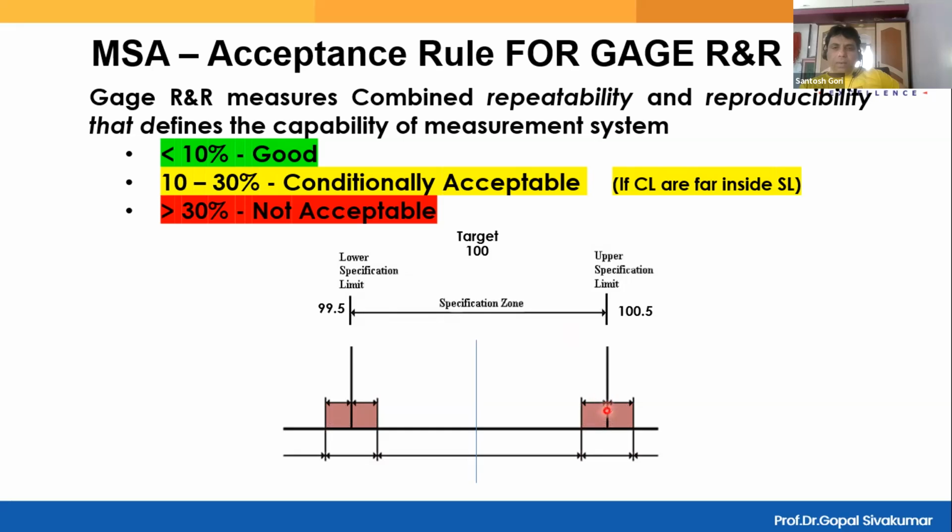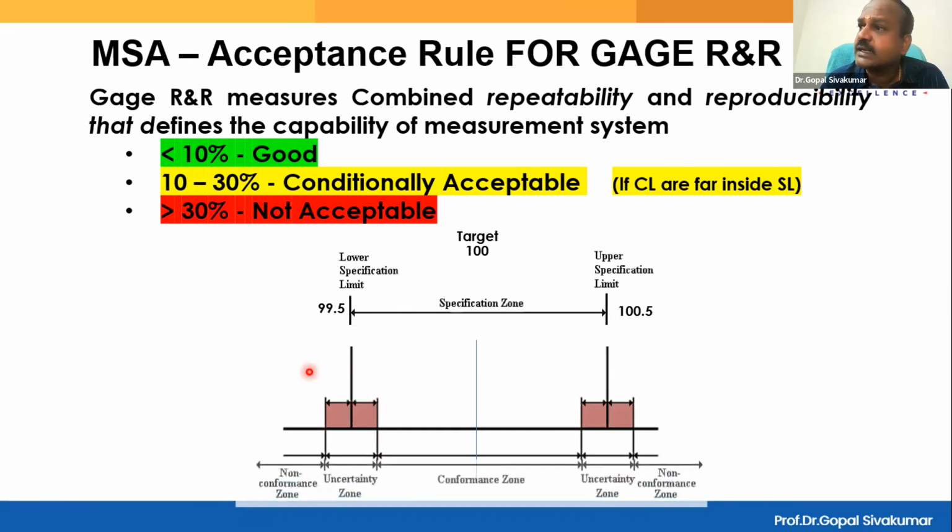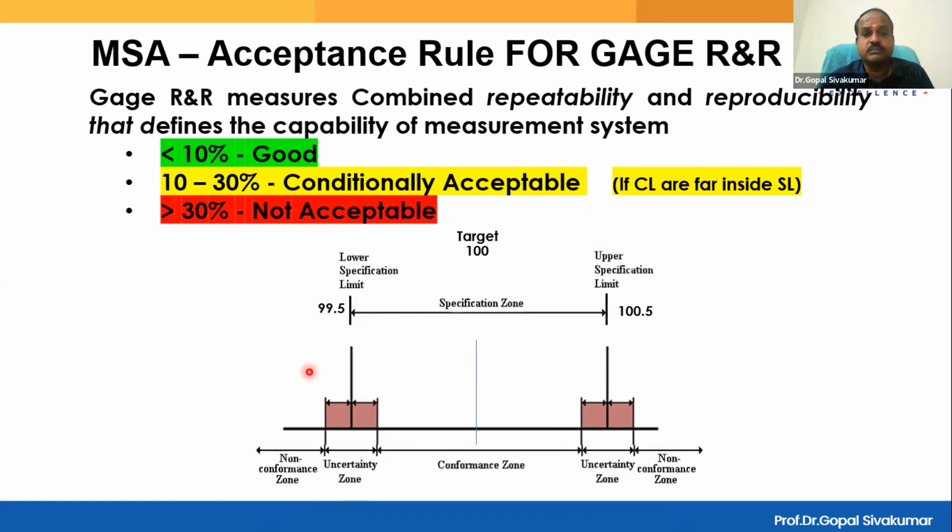Now, the brown color area, you can see this area, isn't it? The brown color area is nothing but 10% of the specification zone. All of you understand the meaning of this arrow? 10%. The same 10% is also marked outside. The brown color regions are called the uncertainty zone. If you take a decision using your measurement system in this area, your decision can go wrong. I'll tell you why. But this zone is called the conformance zone.